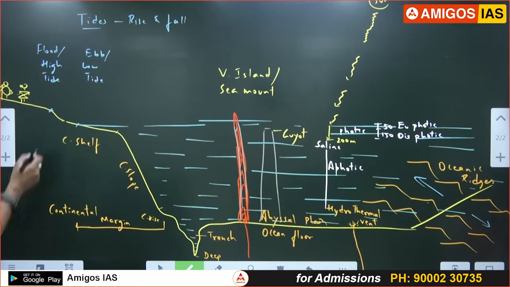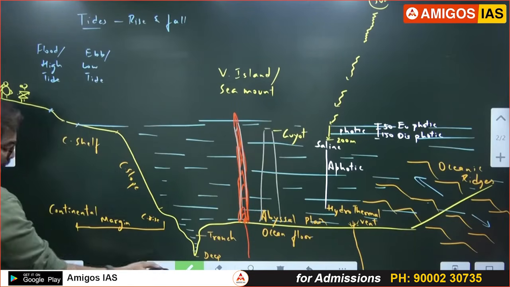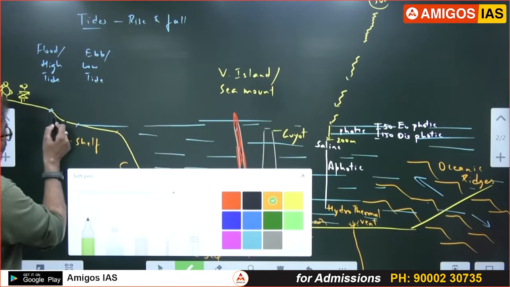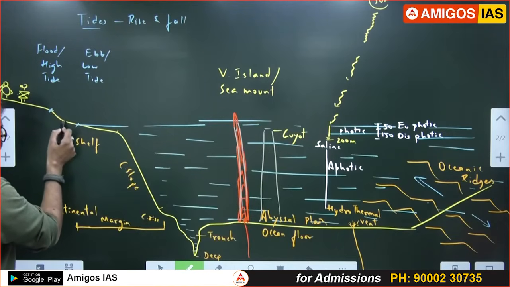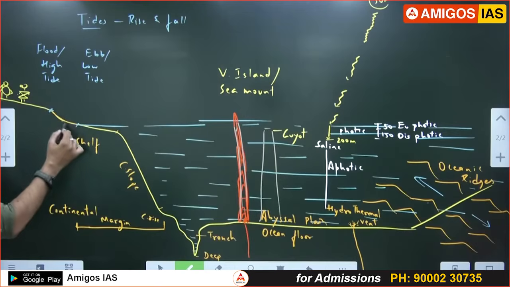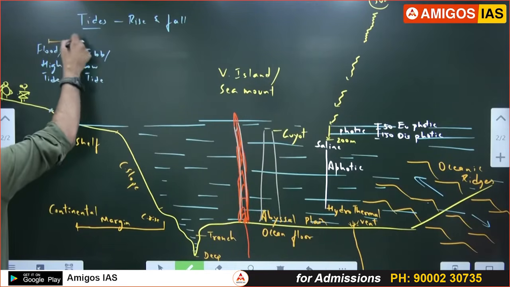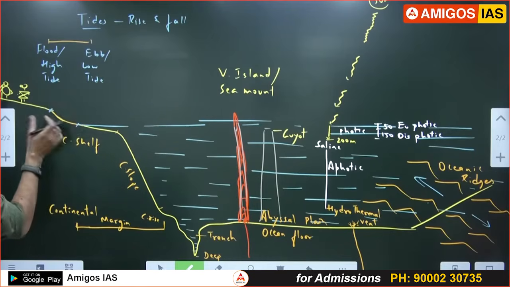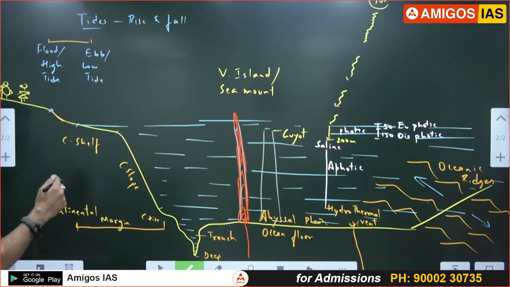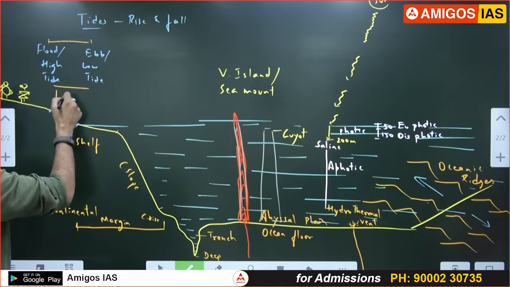Remember this. This zone, all of you notice this, please. From here to here. During high tide, it gets flooded. During low tide, it gets exposed. This zone is called the intertidal zone. What do we call this, from here to here? Intertidal zone. The intertidal zone is also called the littoral zone.